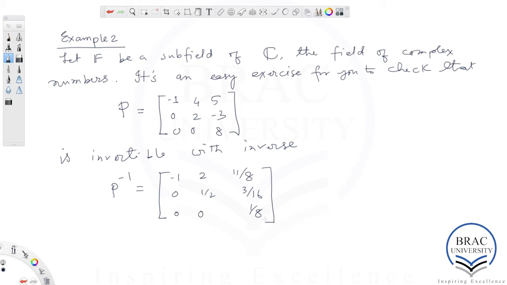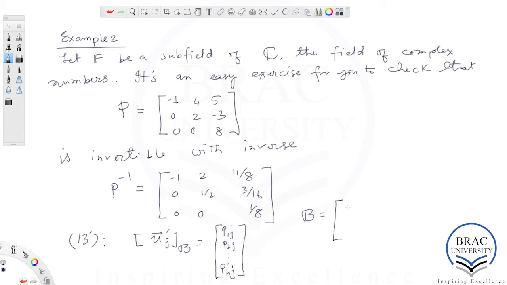Now using 13 prime, let me write down 13 prime for you, which was the expression for the coordinate matrix of the vector u prime j relative to the basis B to be equal to this column vector given by p1j, p2j, all the way down to pnj, where B is the ordered basis of R3 consisting of the standard basis elements 1 0 0, 0 1 0, and 0 0 1.